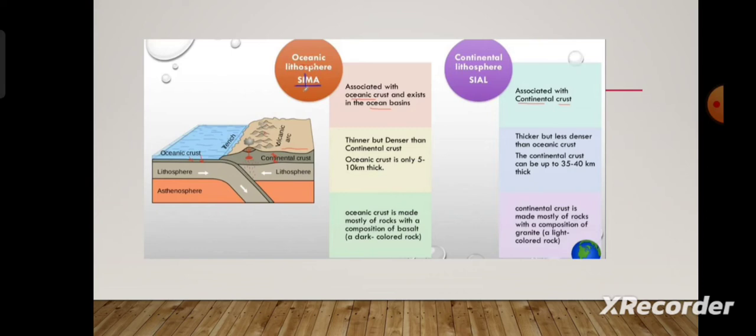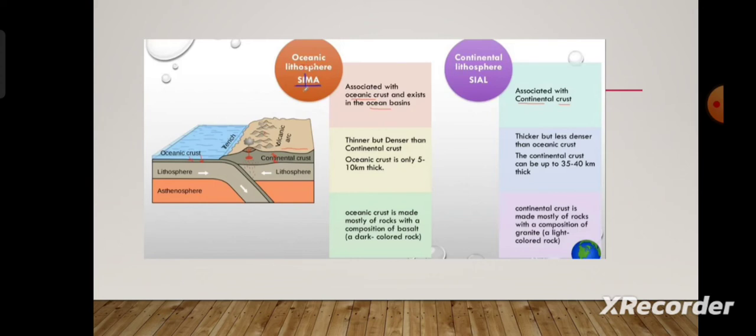And depending on the type of rocks, it is made up of igneous rock. Basically, igneous rocks are the rocks which are formed from the solidification of magma. During a volcano eruption, the hot lava comes out of the earth's surface and gets solidified, and that forms igneous rock. And these igneous rocks are of two types, intrusive and extrusive.